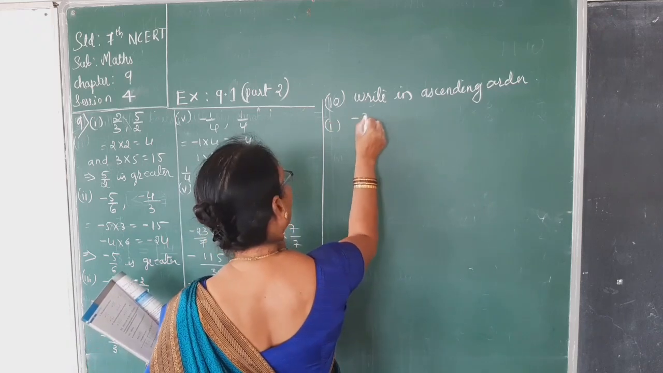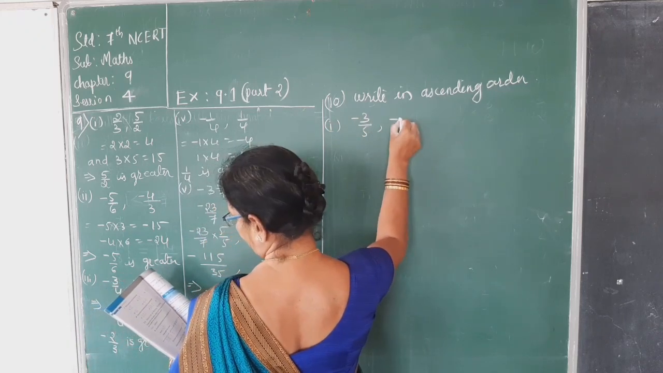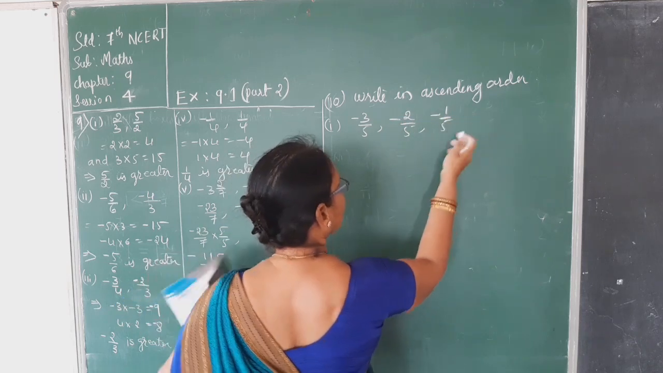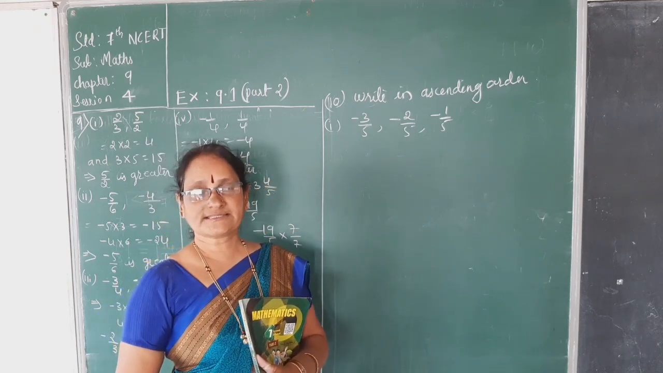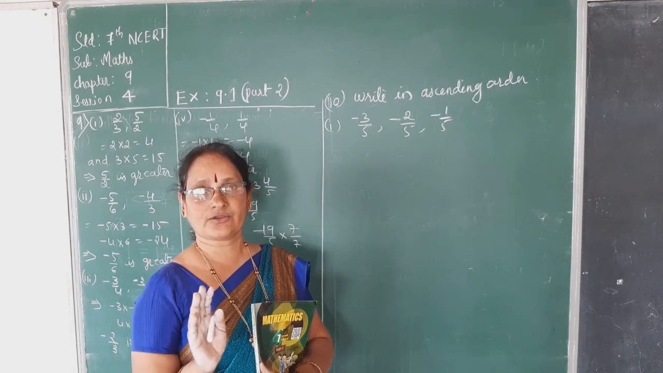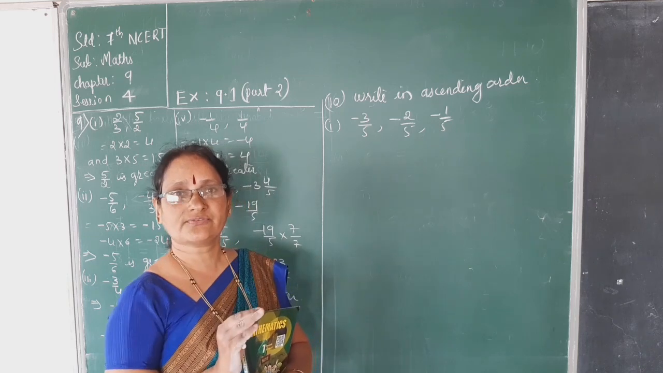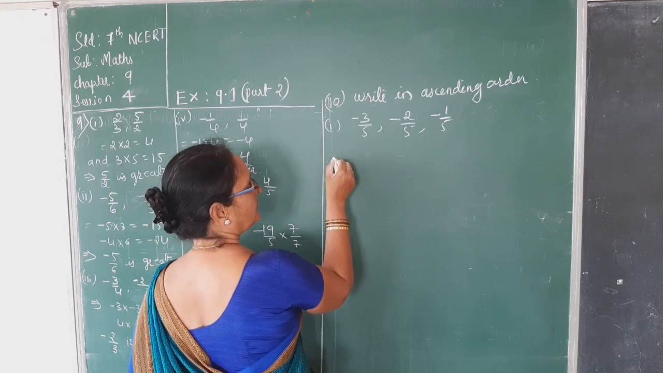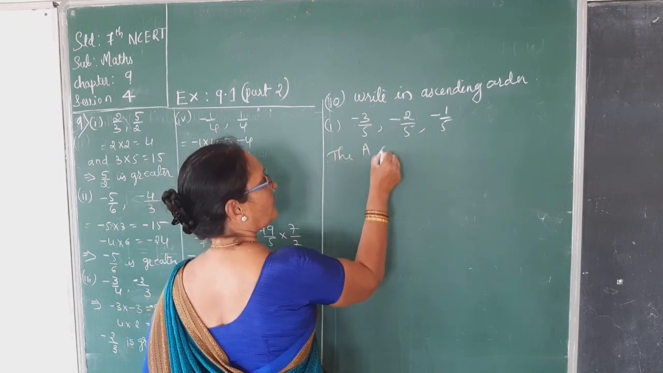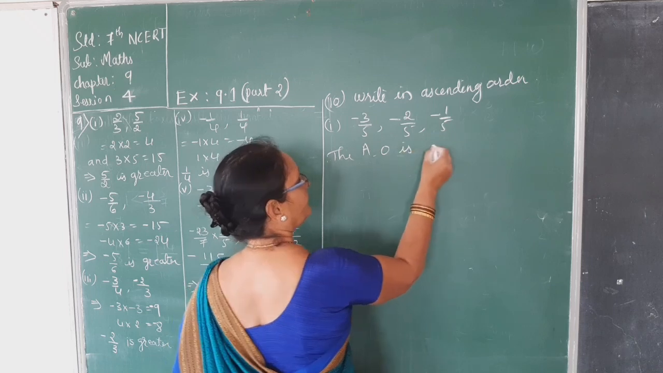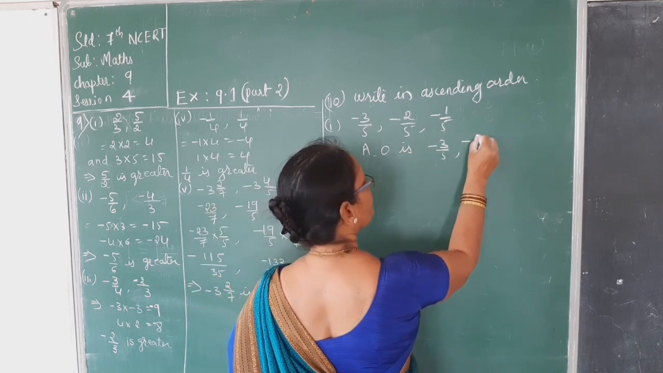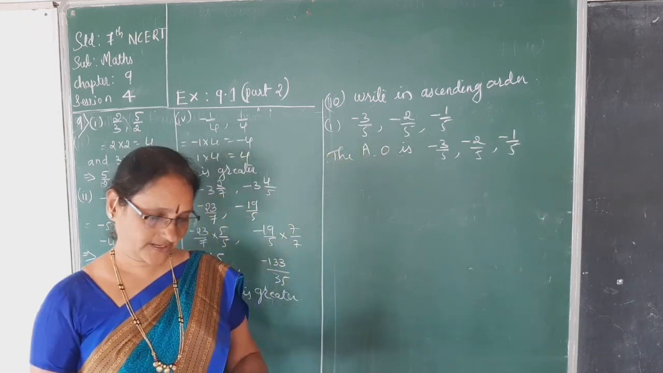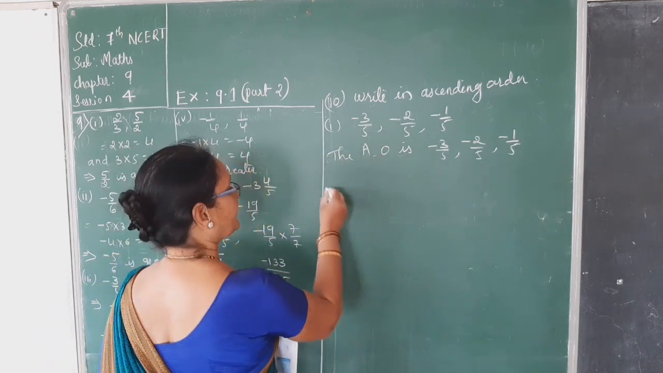So first one, see what is there. First one, minus 3 by 5, minus 2 by 5, minus 1 by 5. See here all the denominators are same. So very easy to arrange them in the ascending order. Ascending means the smallest one is the first. Here which is the smallest? This is the smallest one. Therefore the ascending order is minus 3 by 5, minus 2 by 5 and minus 1 by 5. Smaller to bigger. Finish.